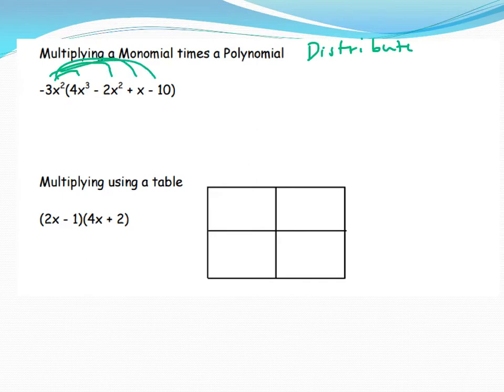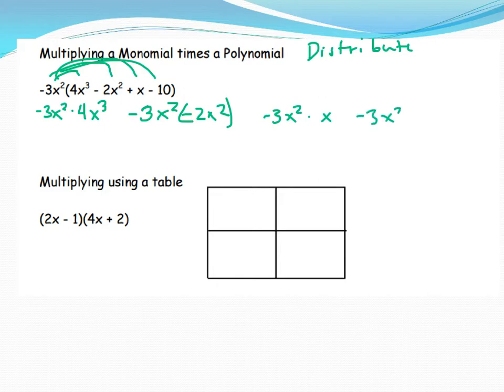What do I get? I'm going to get negative 3x squared, I'm just going to write this out long, times 4x to the third. Then negative 3x squared times negative 2x squared. Then negative 3x squared times x. And then lastly, negative 3x squared times negative 10. Let's see what we get with each of these. This is where applying our rules from last chapter is going to make a difference.